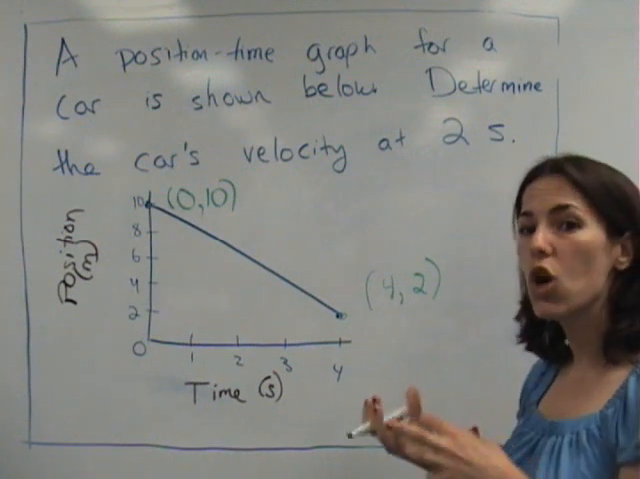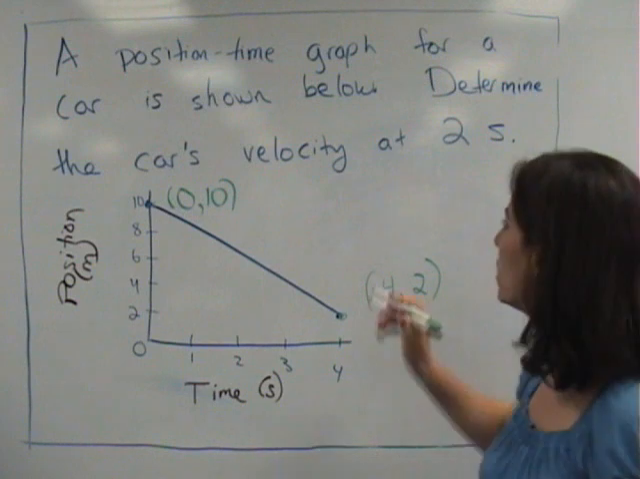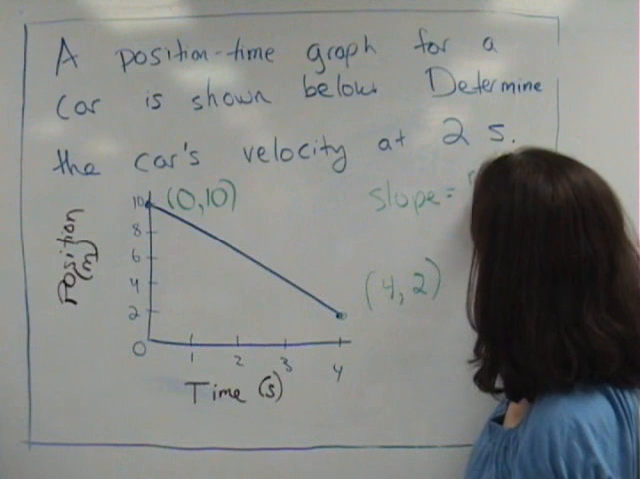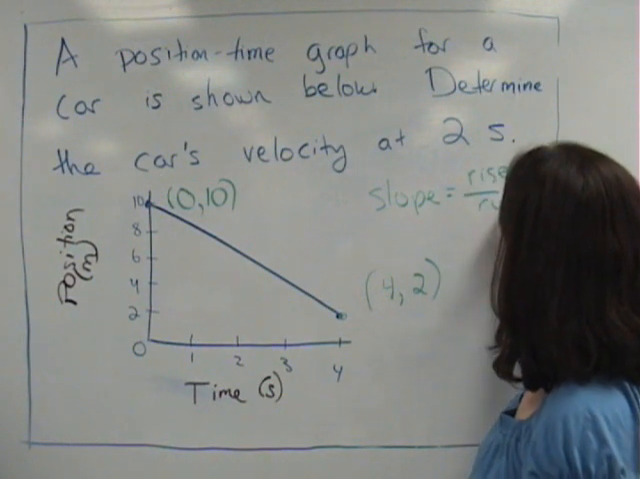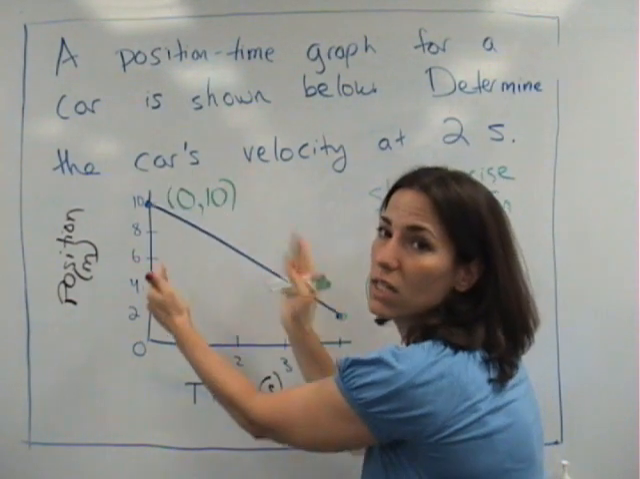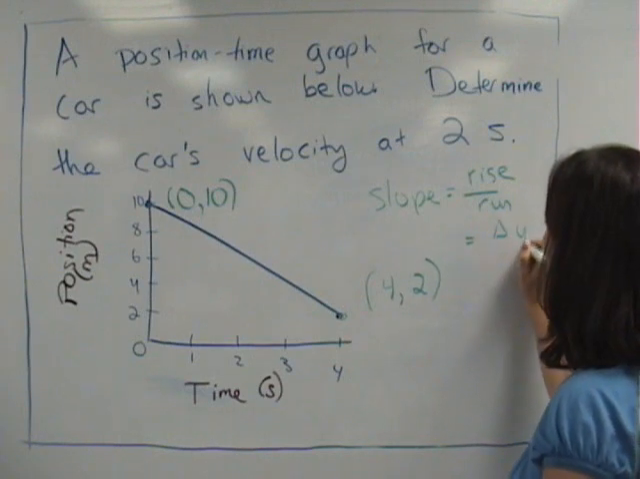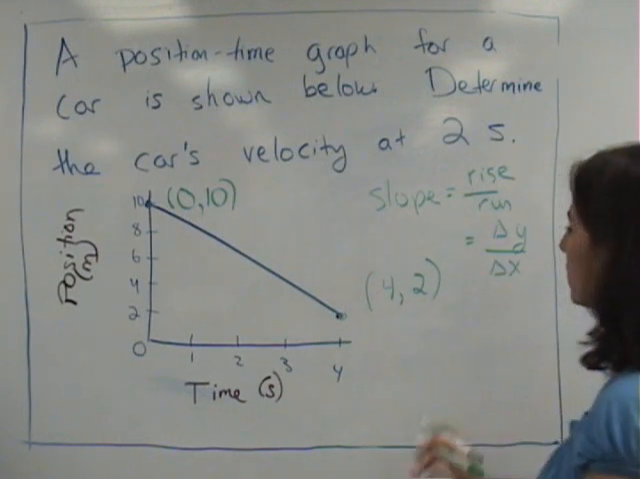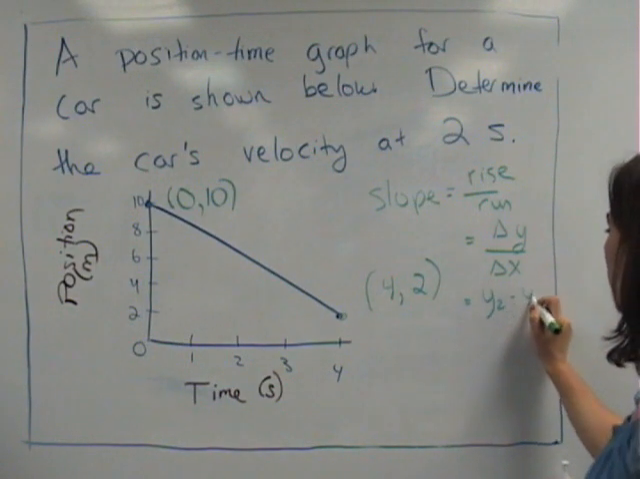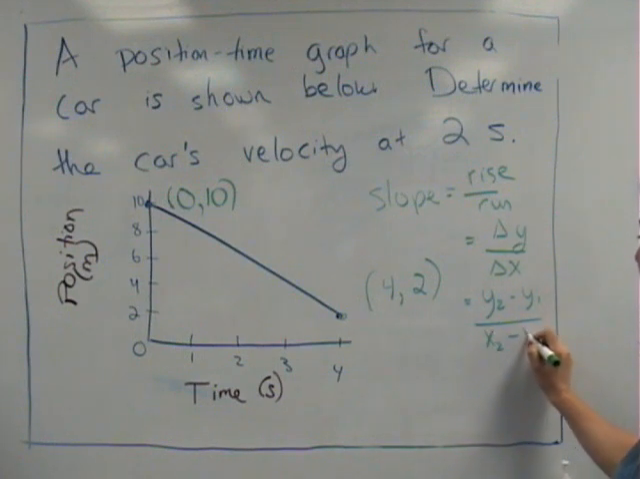And again, I'm looking for the slope of this line. That'll be the velocity, simply because we're looking at a position graph. So slope is rise over run, or if you will, the change in y over the change in x. How much does the y value change divided by how much does the x value change? So I'm going to do the change in y over the change in x. Change in y, that's just y2 minus y1. Change in x, that's just x2 minus x1.